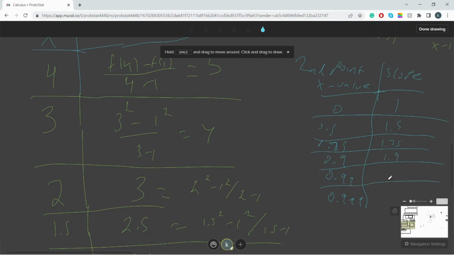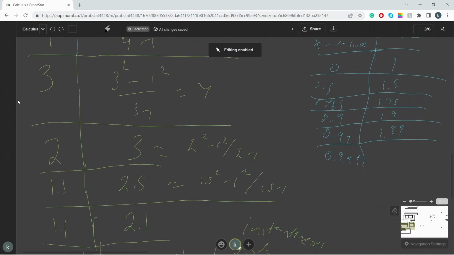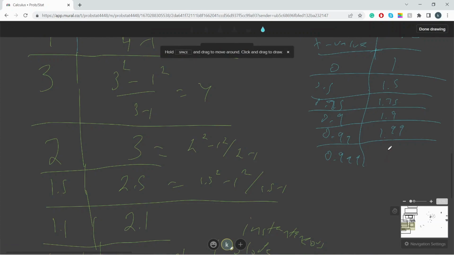At x equals 0.99, which is getting close to x equals 1, which is what we care about for finding the instantaneous rate of change as part of this exercise, the slope would be 1.99. And at 0.999, cutting it really close here, we're going to see that the slope turns out to be 1.999. And we see here the slope seems to be approaching 2 as well.